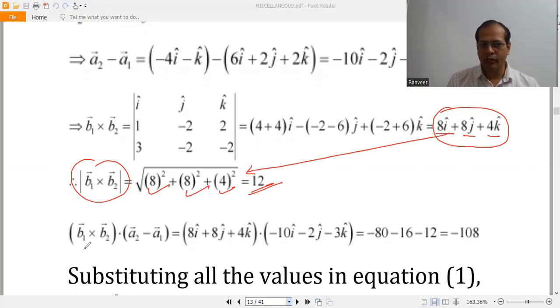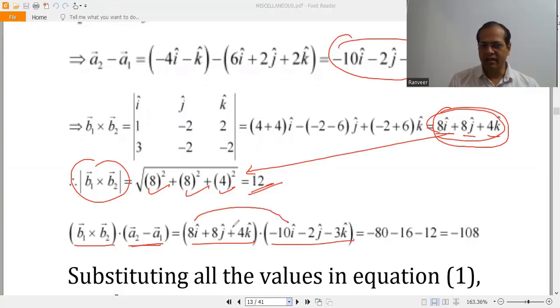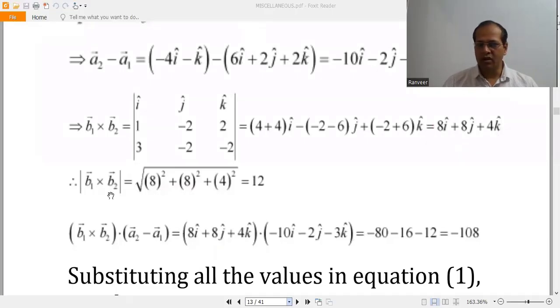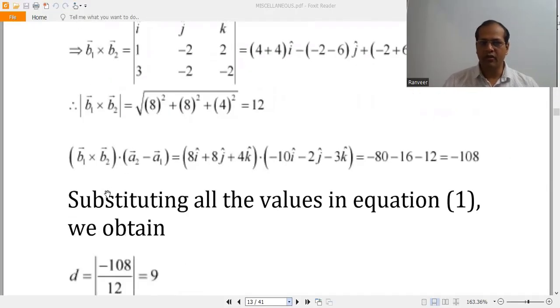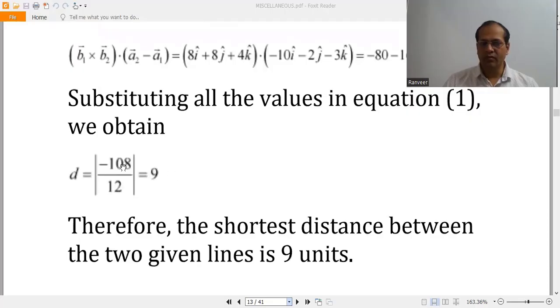In the numerator we require (b1 × b2) · (a2 − a1). So b1 × b2 is this value and a2 − a1 is this value. Dot product: 8 into −2 is −16, 4 into −3 is −12, so the value is −108. Now we have the numerator and denominator for the formula, so substituting, −108 by 12 gives 9 units.